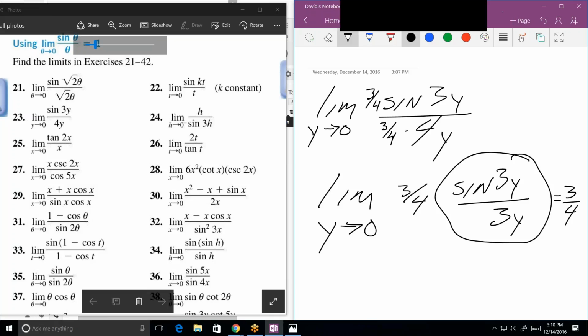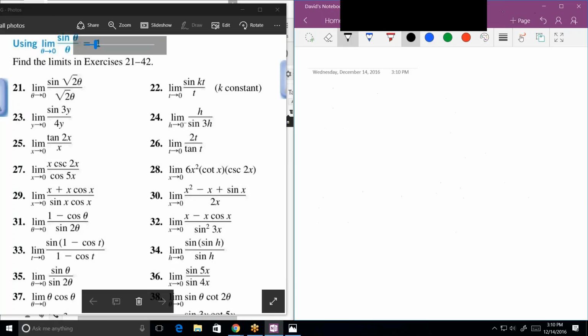Okay? Yes. So next is 24. All right, 24. The limit as h approaches 0 from the left of h over the sine of 3h.